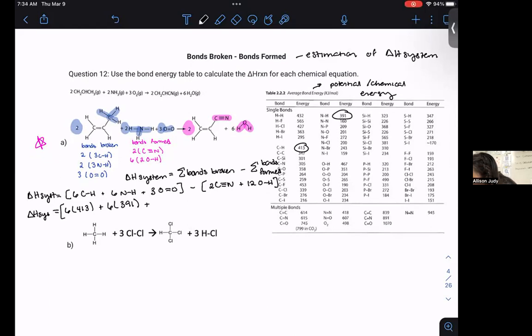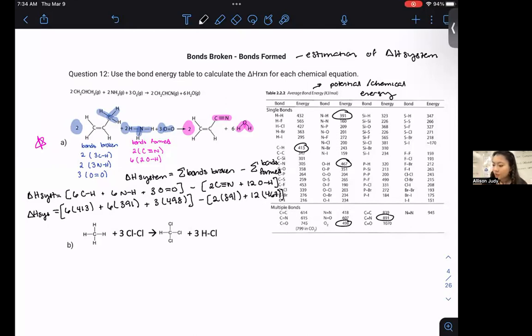3 times O2, 498. Okay. All that sum together minus 2 times C triple N, 6. Oops, I don't think that's triple N. Triple N is actually 891. It is over here. Plus 12 times O single H, 467.